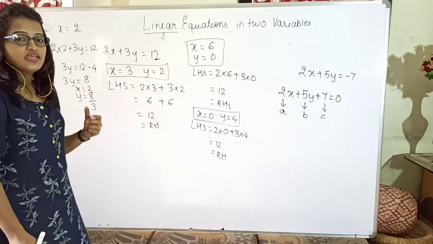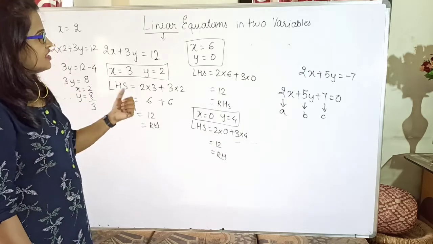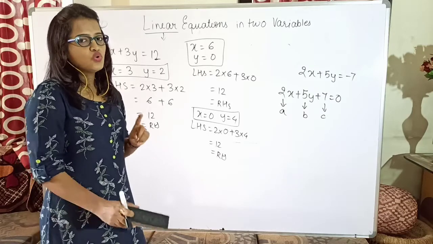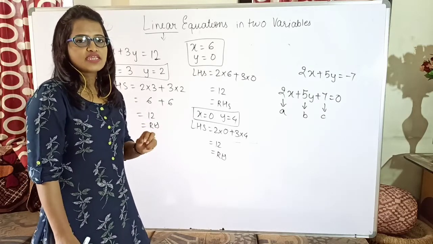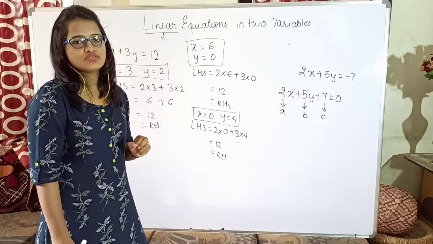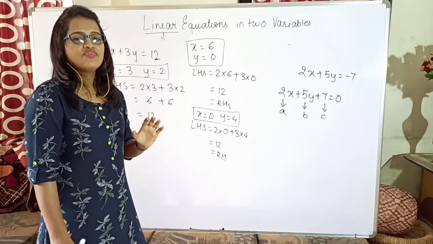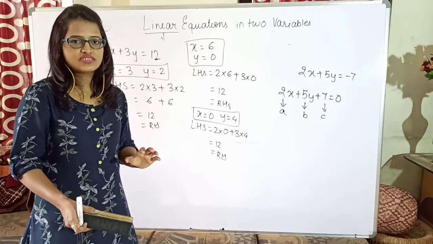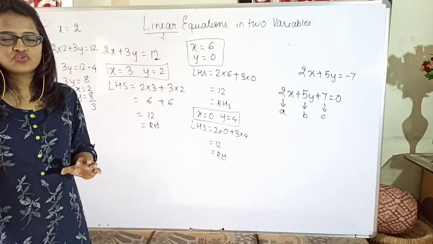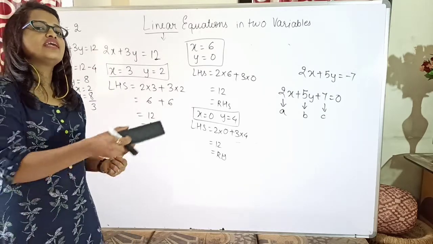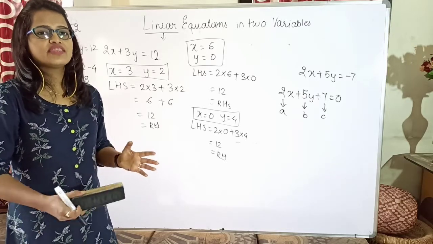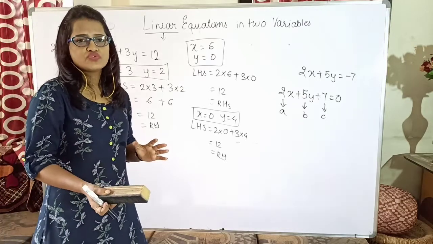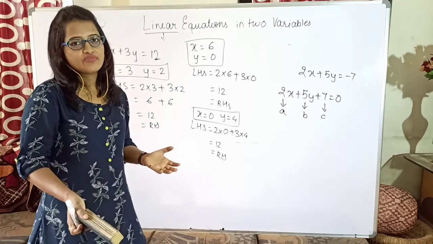So what does it mean? Unlike linear equation in one variable which has only one solution, linear equation in two variables has infinite solutions. And how can we find it? We can take different values of x and accordingly we can find values of y, or we can take different values of y and accordingly we can find the value of x. In that way, whatever number of solutions are asked, you can find that many.